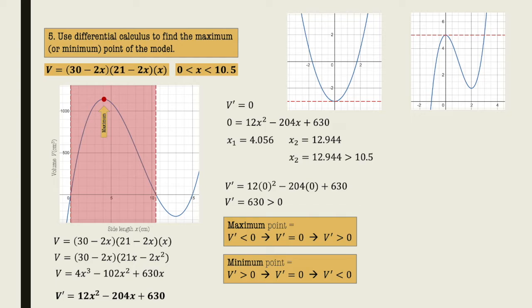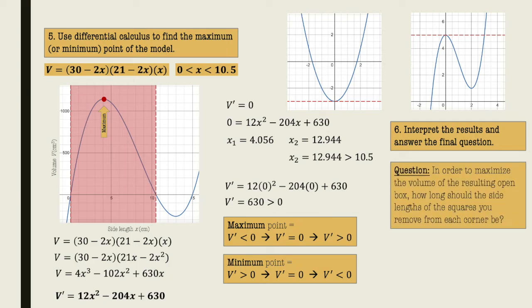Finally, we must complete the last step of this problem, interpreting the result and answering the original question. For that, we know that x is the side length of the squares we cut away from the paper, and 4.056 yields the highest volume. Thus, cutting squares with side lengths of 4.056 centimeters from each corner of the paper and then creating an open box out of it will offer us the maximum possible volume for this problem. This was the original question, if you remember, and it was looking for the side length of the square that would offer the maximum volume. Well, we know it to be 4.056 centimeters. Thus, the final answer to this question is just 4.056 centimeters.